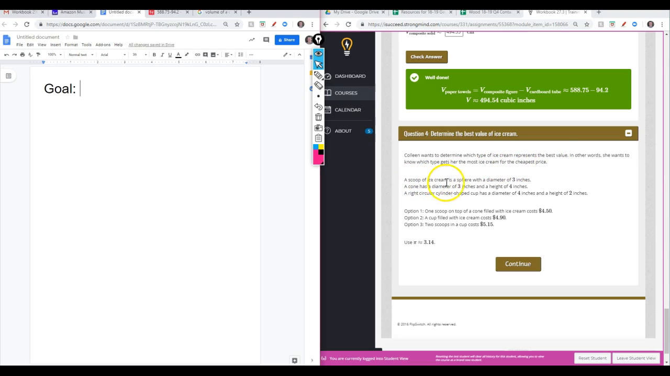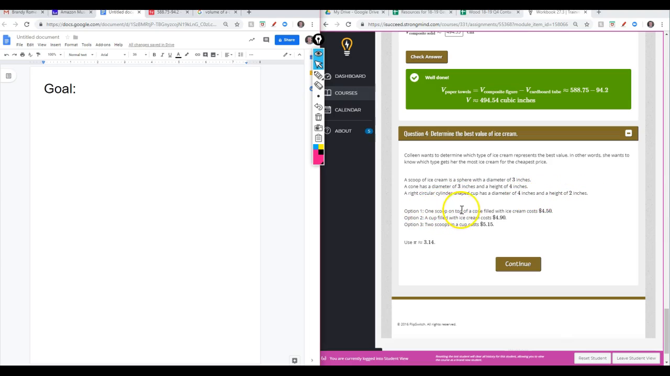A scoop of ice cream is a sphere with a diameter of 3 inches. A cone has a diameter of 3 inches and a height of 4 inches. A right circular cylinder-shaped cup has a diameter of 4 inches and a height of 2 inches.